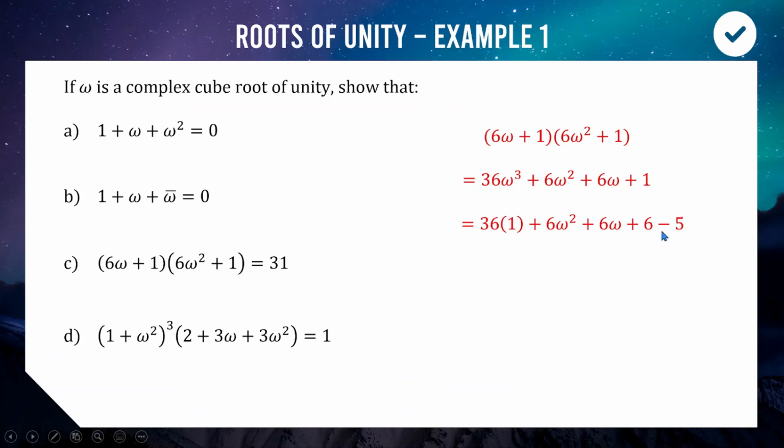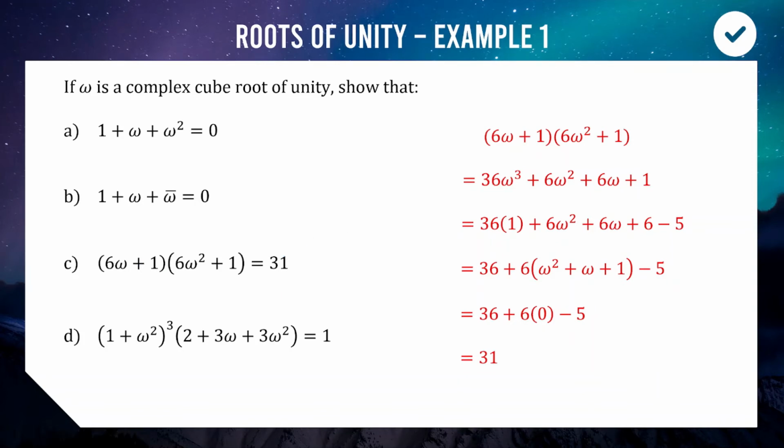So we have 36 times 1 plus 6 times omega squared plus omega plus 1, take away 5. We know from part A that omega squared plus omega plus 1 is equal to 0. So we have 36 plus 6 times 0 take away 5. So we have 31, which was the target to prove. So we have shown that the left-hand side is equal to the right-hand side.